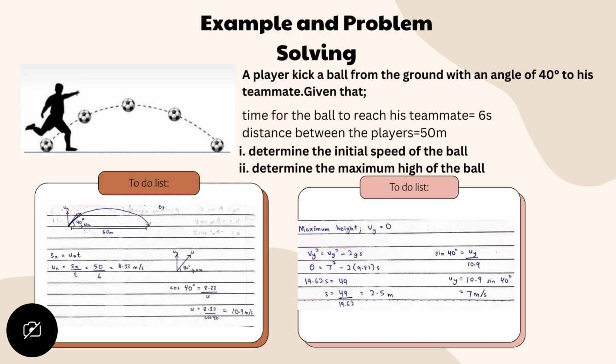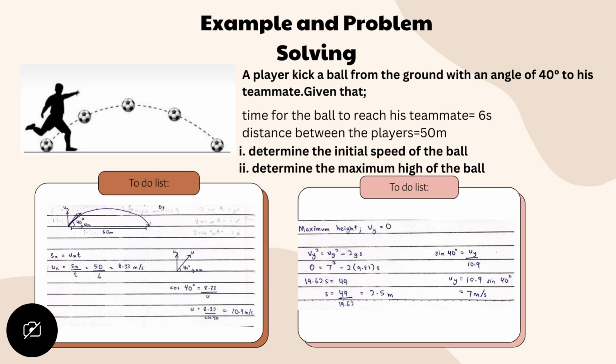For the next part, to determine the maximum height of the ball, we need to know a crucial point: at the maximum height of the ball, vy is equal to 0 because the ball is not going upward or downward. So the most suitable equation we can use is vy squared equals uy squared minus 2gs. We just plug in the values we have, and the maximum height of the ball is 2.5 meters.